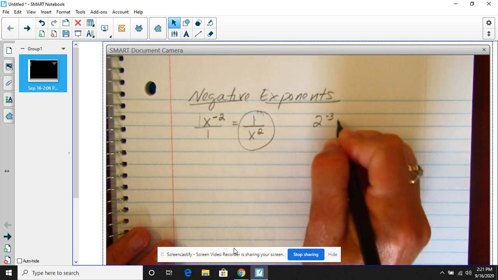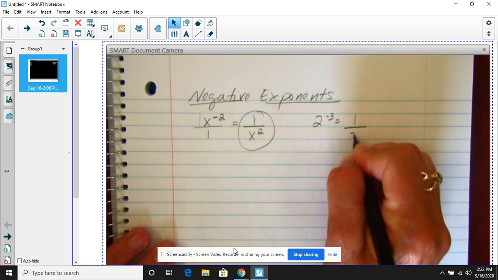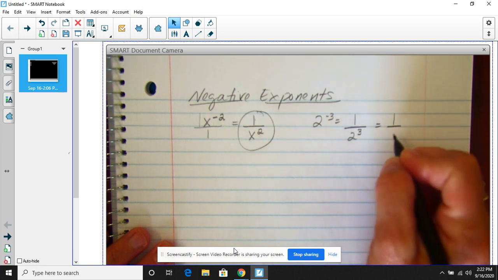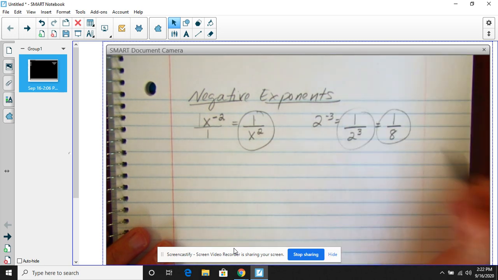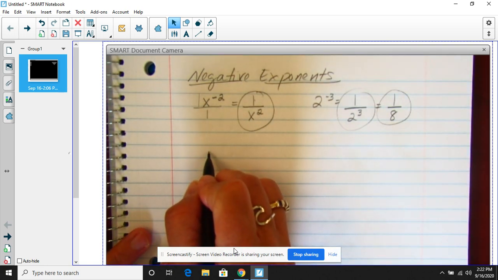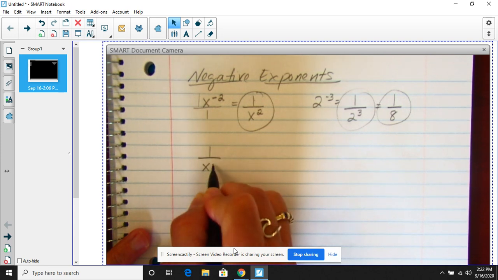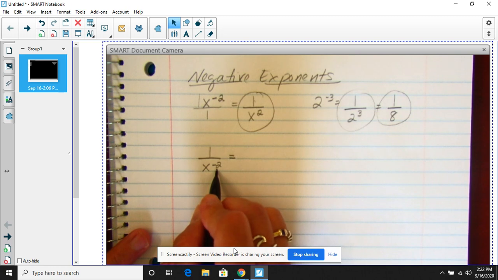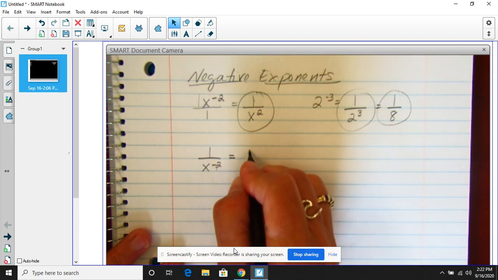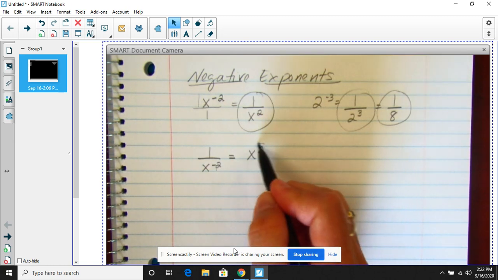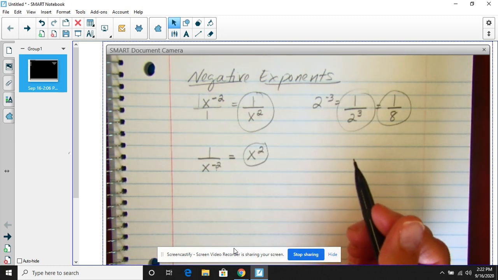2 to the negative 3 is the same as 1 over 2 to the third, which we can simplify further to 1/8. Both of those are equivalent. Okay, and then it also works the other way. If you have a negative exponent in your denominator, in order to make that negative exponent positive, you need to move it to the numerator. So 1 over x to the negative 2 would equal x to the positive 2.